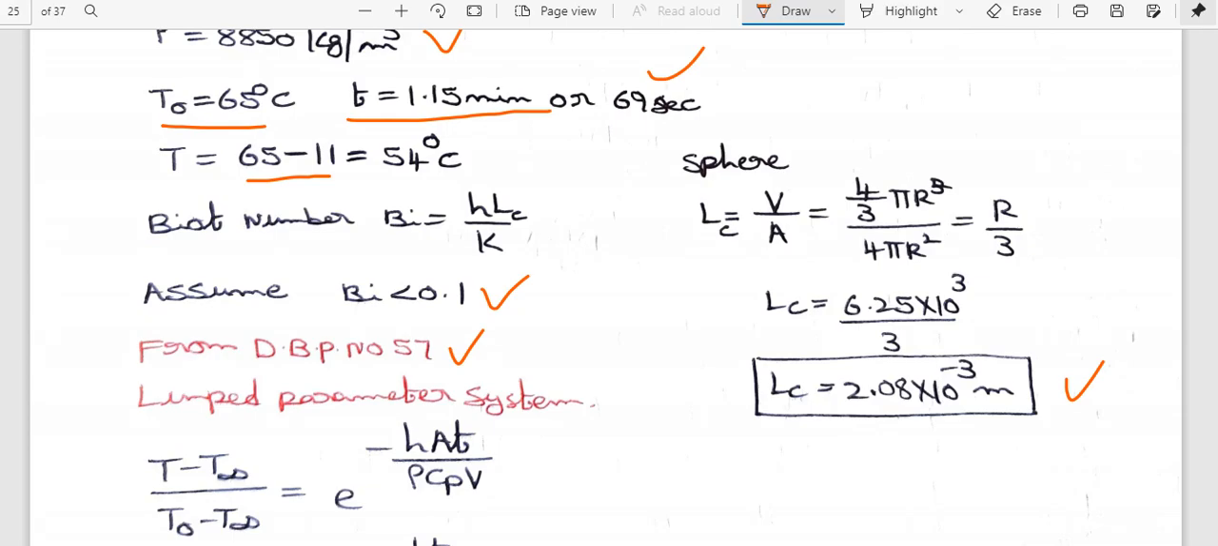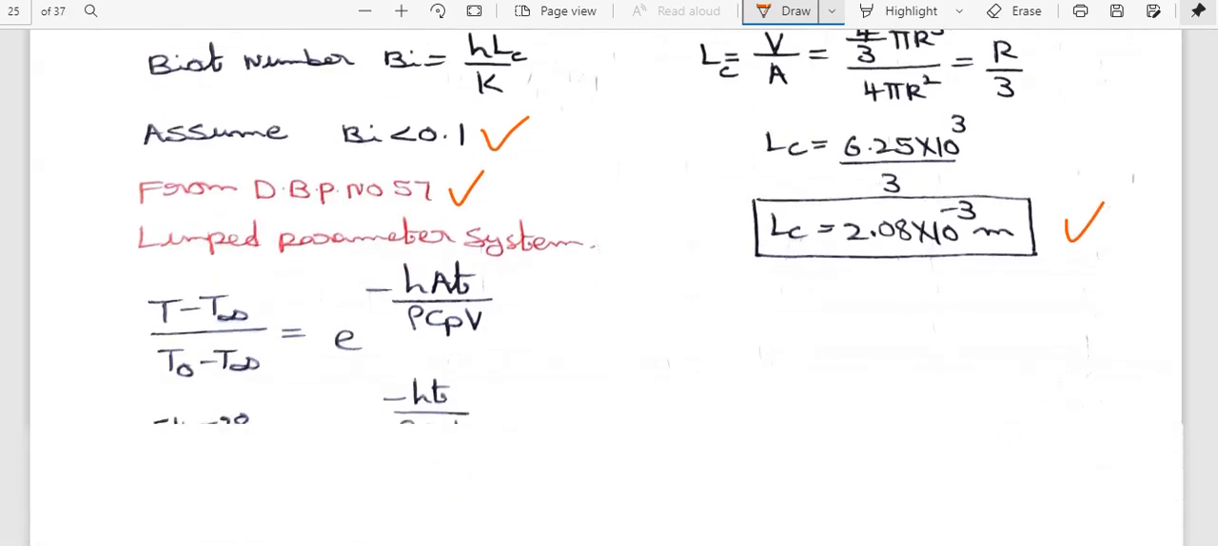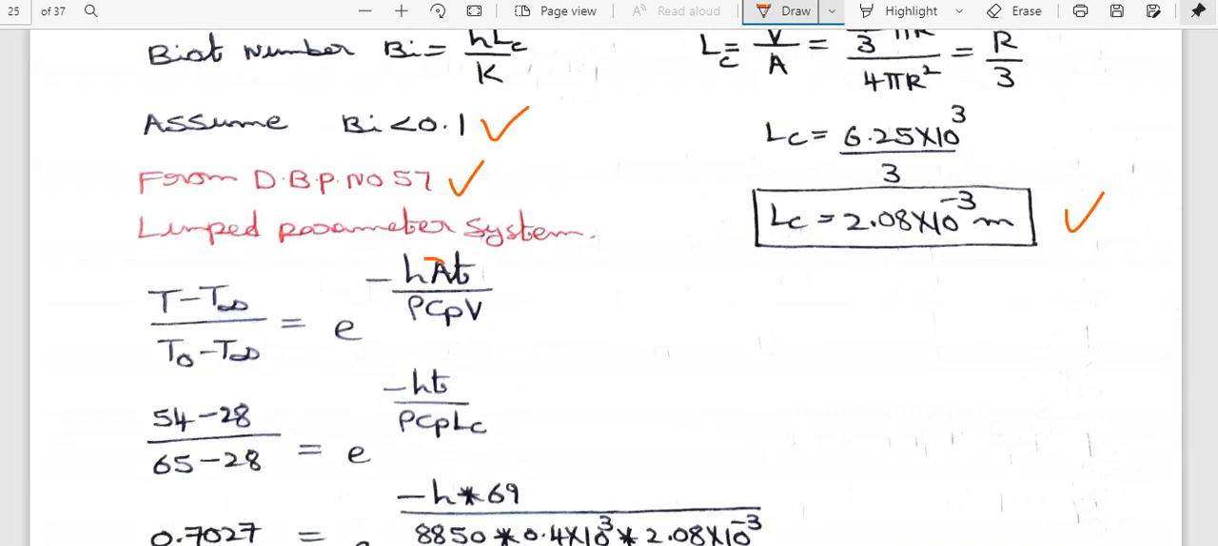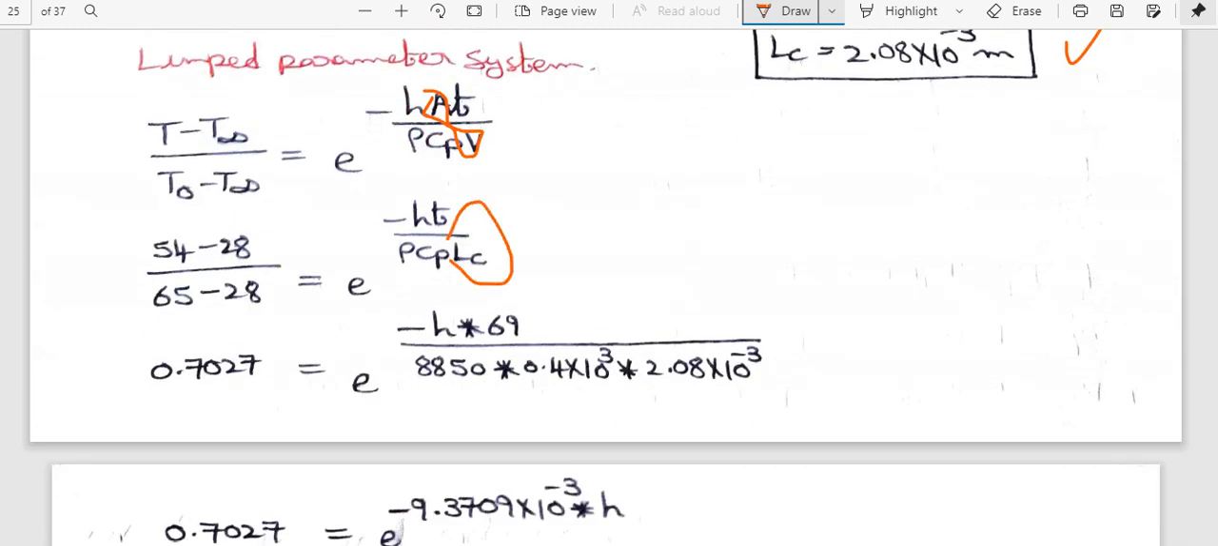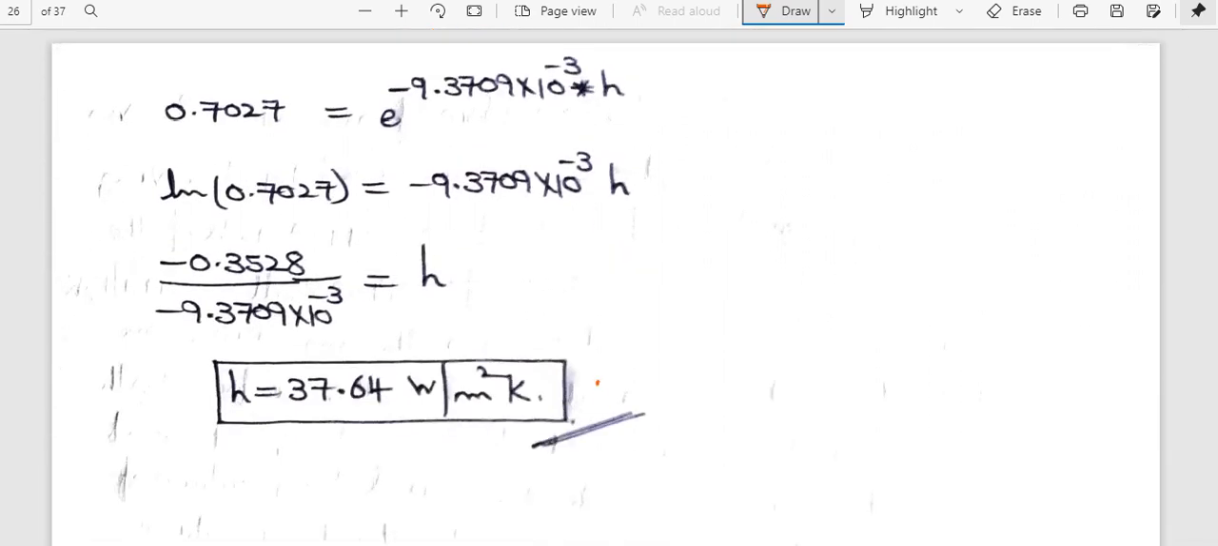T minus T infinity by T naught minus T infinity equals e power, where A by V is equal to 1 by Lc. Now we substitute all these values, and H is the unknown parameter that we need to calculate. After simplifying this equation, the H value will be 37.64 watt per meter square Kelvin. So I'm coming to the next problem.